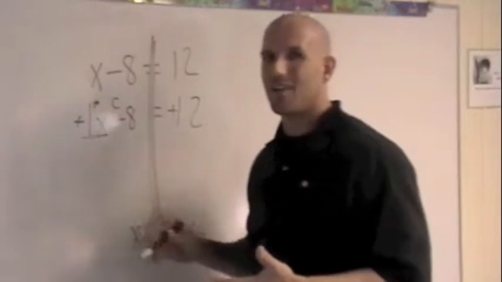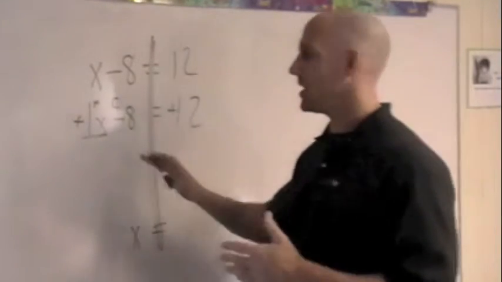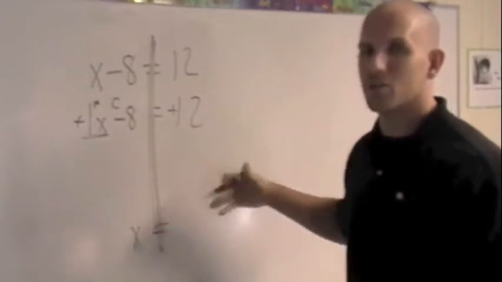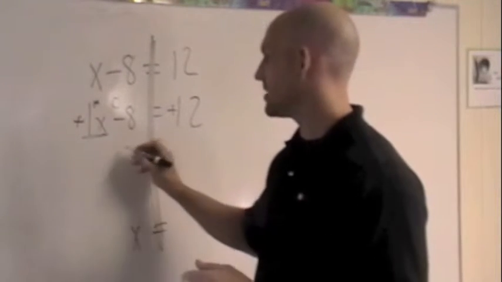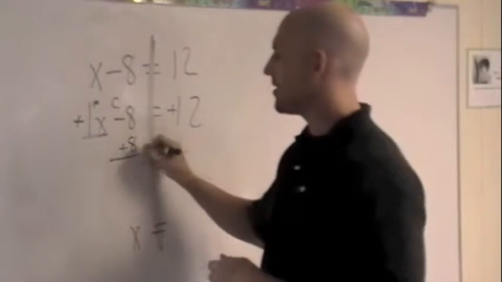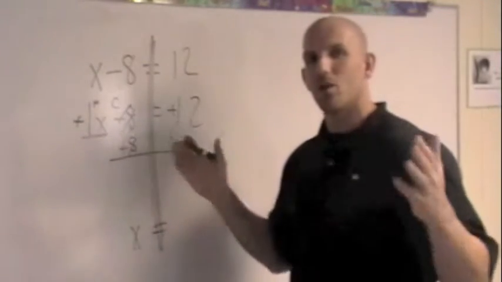How can I get that negative 8 out of the way? Well, the only place it can go is to the opposite side. So let's use the opposite operation to get it there. Well, what's the opposite of a negative 8? A positive 8. They're going to battle themselves out. Nobody wins, they're gone. It's a 0.